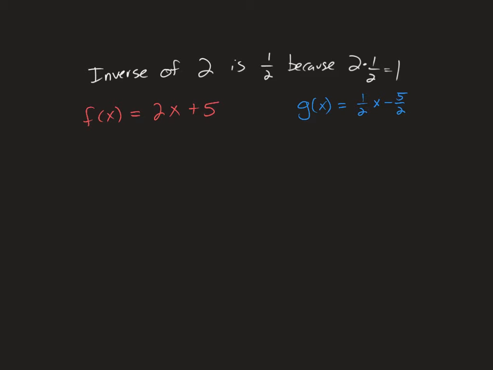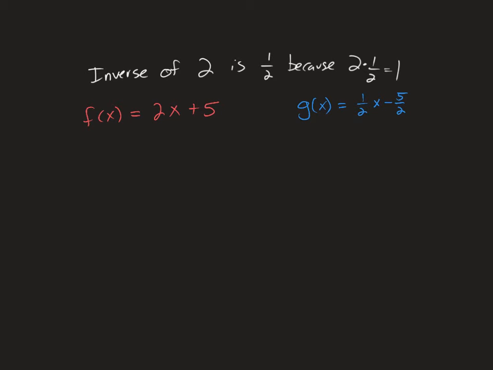At this point, I'm presenting you with two different functions, f of x, which is 2x plus 5, and g of x, which is 1/2 x minus 5 over 2. And I'm claiming that these are inverses of one another. And how do I prove that?